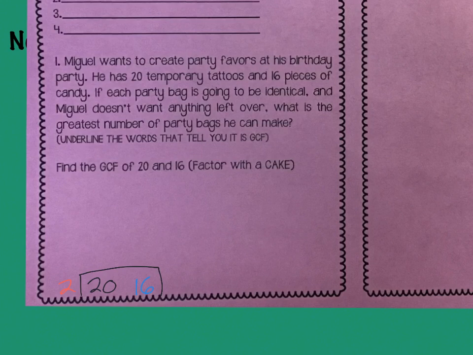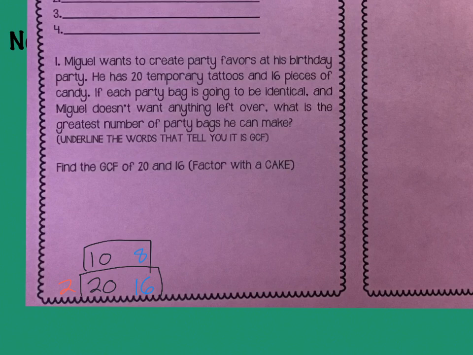Well, how many times does 2 go into 20? 10. How many times does 2 go into 16? 8. So there's my next layer of my cake. Now, I have 10 and 8.